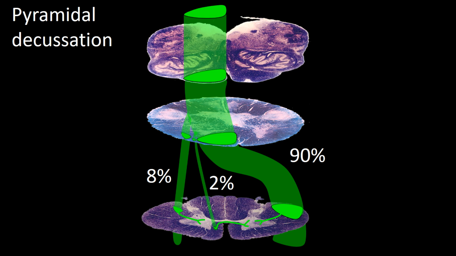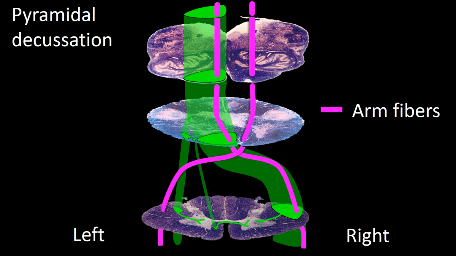But what is really unusual and at times clinically important is that arm fibers go down in the pyramid medially, cross high in the decussation, and then go laterally, as you can see in this frame represented.